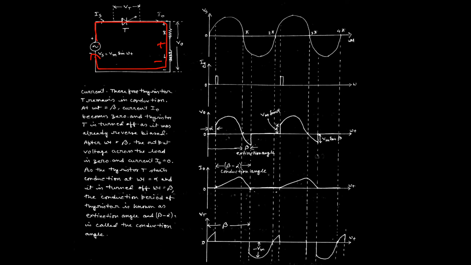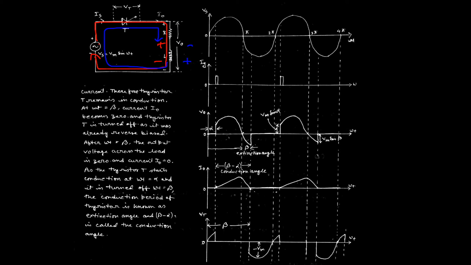That means, based on this inductor property, when the supply voltage goes negative after pi, or after 180 degrees, the inductor polarity has changed. Then this side will be positive and this side will be negative. The inductor tries to discharge from this part to this part, in this way.